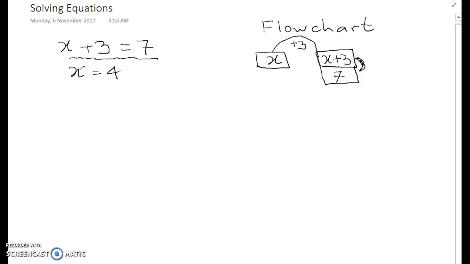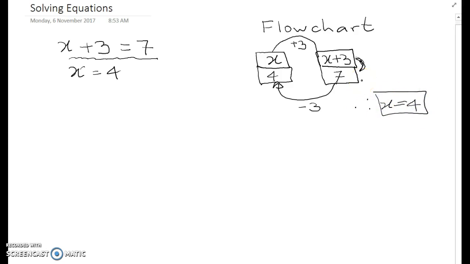In order to solve this, we're going to do something opposite. We're going to go backwards from this box to that box, and look at what has happened to x before. We added 3 to x. Now we're going to do the opposite, or inverse, which is negative 3. So 7 take away 3 is equal to 4. And therefore, we can say that x is equal to 4, isn't it?